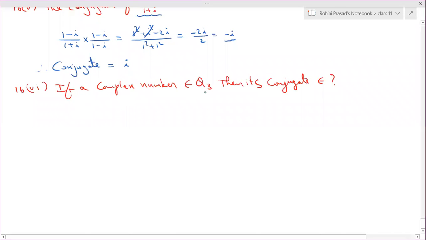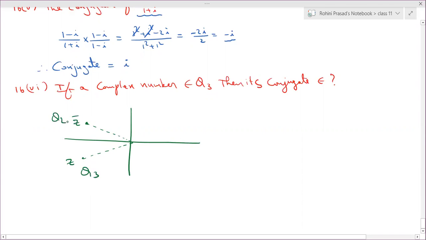So a complex number belongs to Q3, then its conjugate belongs to. If you know the geometrical meaning of conjugate of a complex number, so the Q3 means the complex number is here. Its conjugate is a reflection of that with respect to the x-axis. So if it is z, which belongs to Q3, and its conjugate z bar belongs to Q2, the answer is Q2.